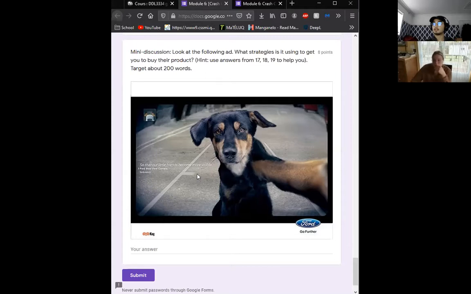Anything else to add? I think there's also the thing of consistency. If the dog is your vibe or what you believe, then for sure you're most likely to believe it, and maybe look into the Ford product. It's a very consistent slogan, so that our little friends become more visible. Maybe you never actually hit a dog or an animal, but you know someone who did, and now you feel kind of sad about it, or want to prevent this.